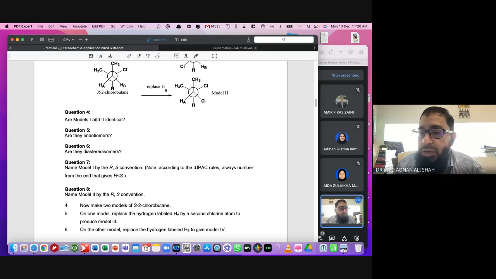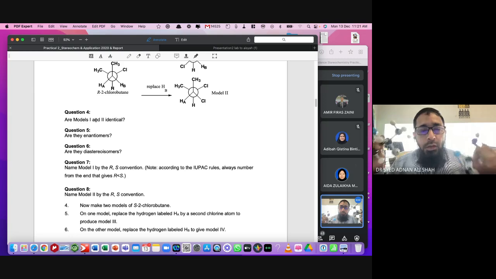If they are not mirror images, then they will be diastereomers. Understand? So the answer for enantiomer can be yes or no. If enantiomer is yes, then diastereomer will be no. If the molecule is an enantiomer, it will not be a diastereomer, because they are mirror images. In diastereomers, they are not mirror images or are non-identical. Understand?